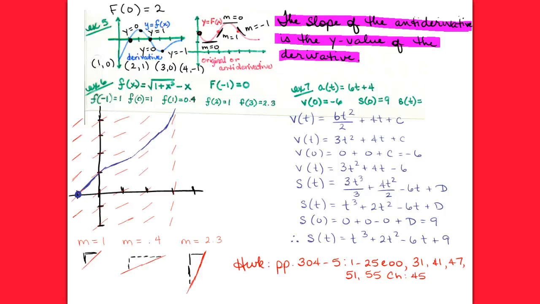Okay, so here is our homework for tonight on pages 304, 305. We're doing 1 through 25, every other odd, 31, 41, 47, 51, 55, challenge 45.